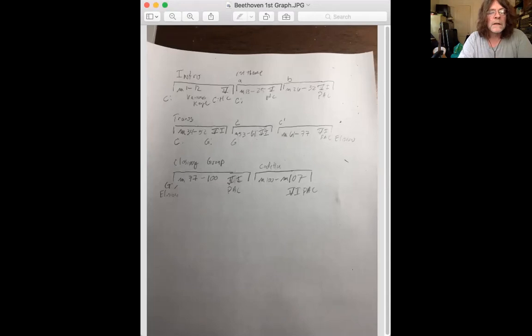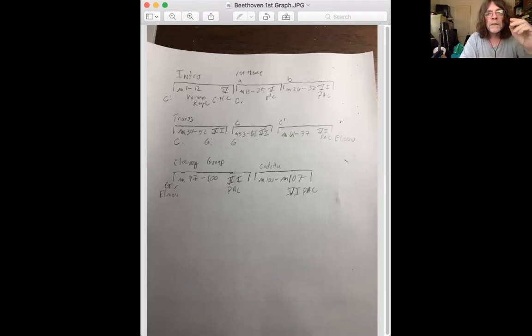I'm going to go back to the codetta, all right? It completes the movement, and actually within this Beethoven piece, he played the codetta, but then he puts the coda on at the end. So there is a coda, and I just said that wrong. I'm sorry about that.